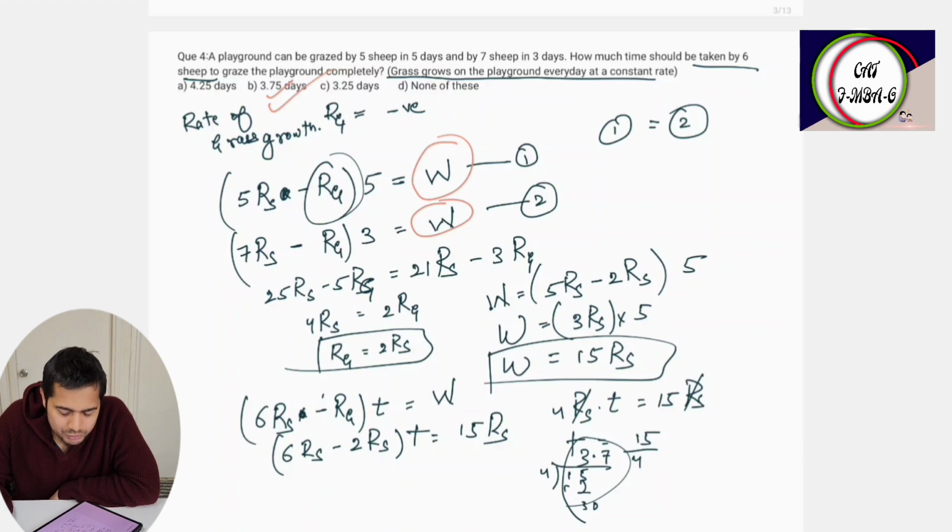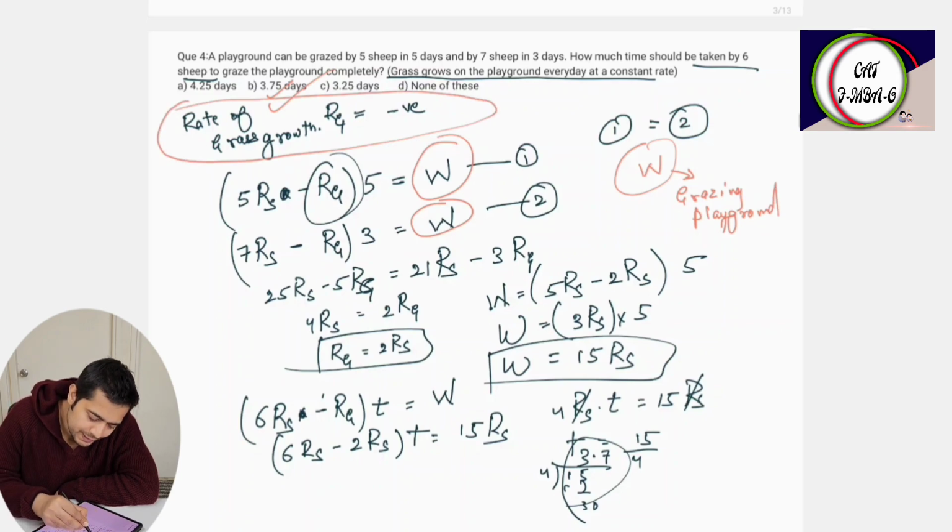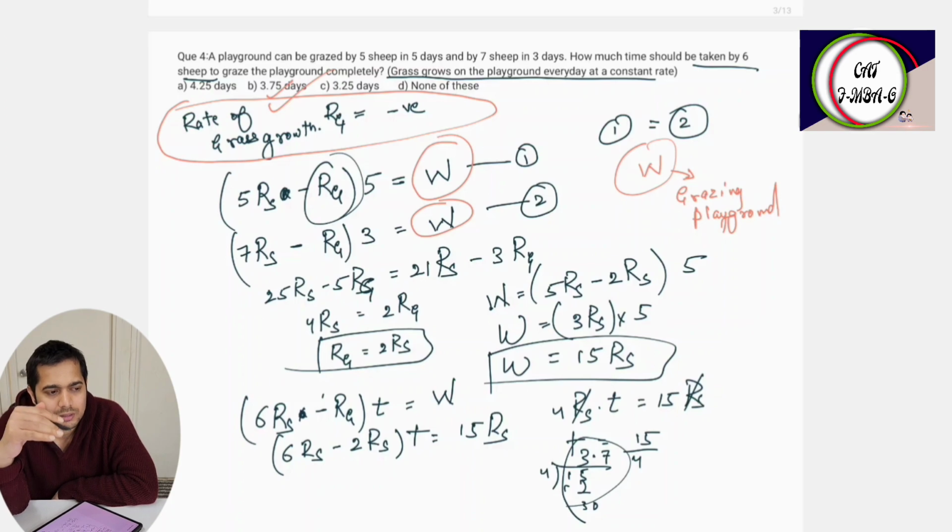So directly we solved. One thing to take away from this question is, here our work was grazing the playground, and grass growth is against the work. It is actually decreasing the work. The number of units which are getting completed, it is actually cancelling the effect. That's why we have taken negative. So this is a similar concept.